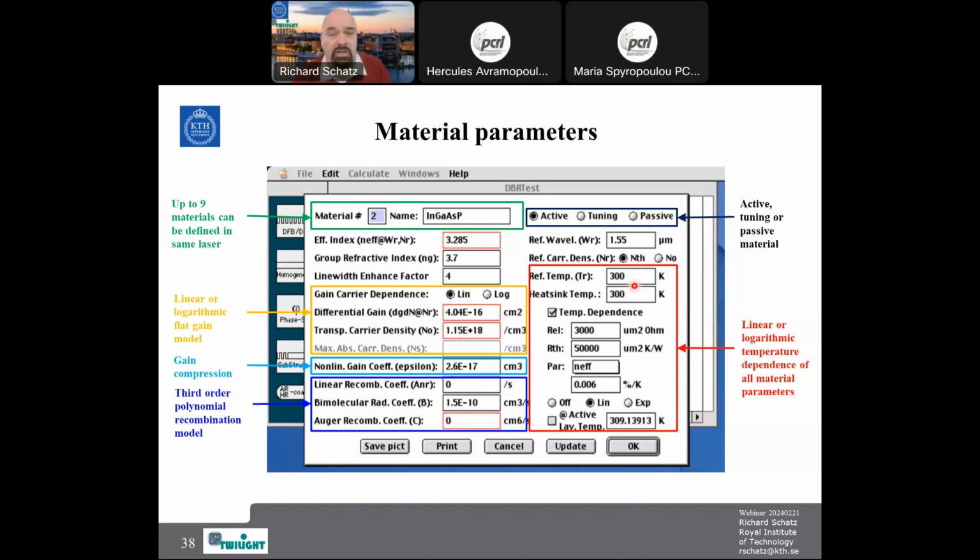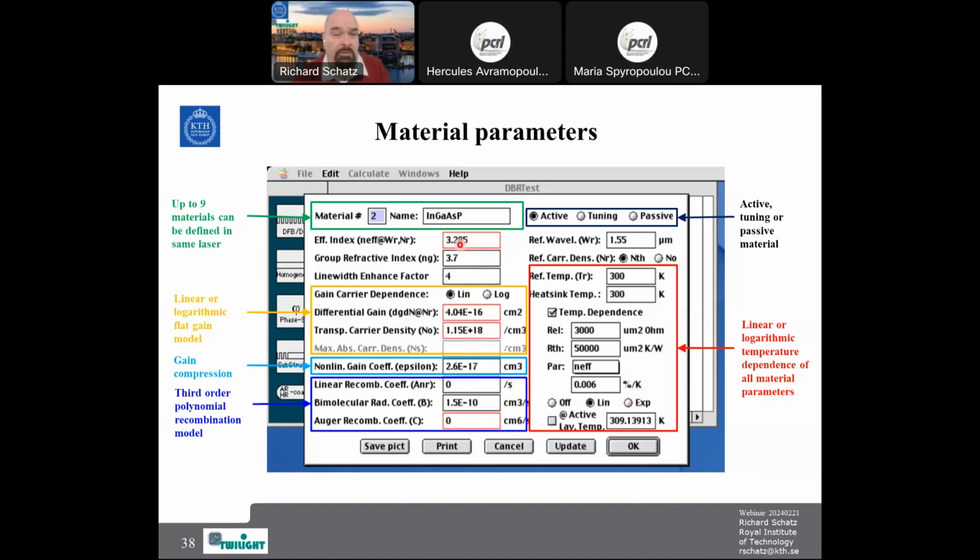And then you also have the possibility that every parameter here can be thermally dependent, and for each parameter you decide how much, if you want a linear dependence thermally or exponential dependence thermally. So you can then, for any parameter here, make them thermal dependent.